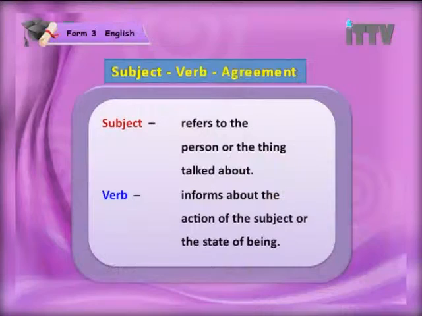Today, it's subject-verb agreement. Now, when we say subject-verb agreement, the verb must agree with the subject. Subject refers to the person or the thing talked about. Now, in a sentence, you will have a subject and a verb. So that's where we say subject refers to the person or the thing talked about. Verb informs about the action of the subject or the state of being.